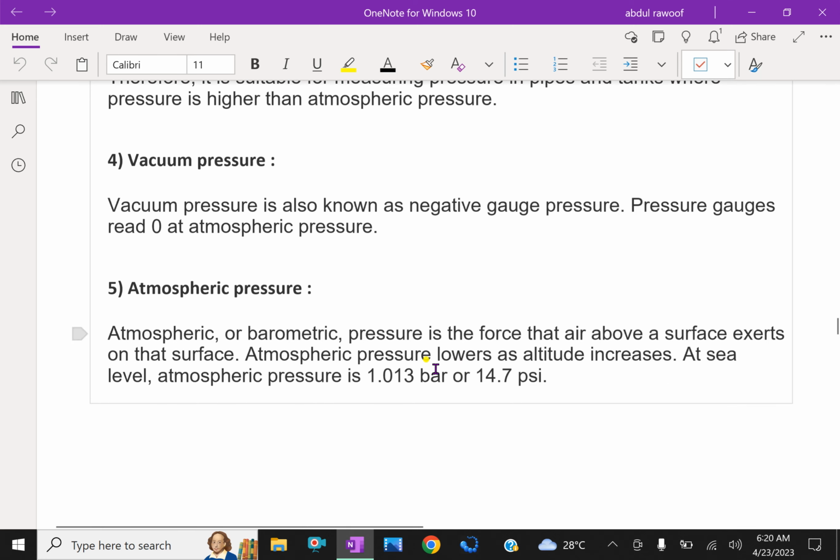What is vacuum pressure? Vacuum pressure is also known as a negative gauge pressure. Pressure gauges read zero at atmospheric pressure. Lower than that is called a vacuum pressure.